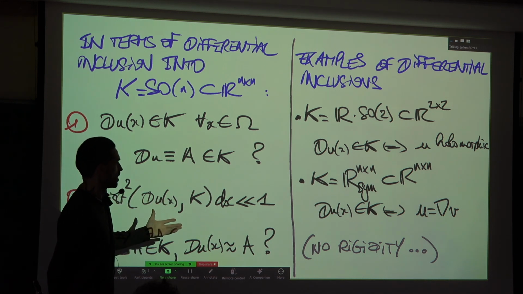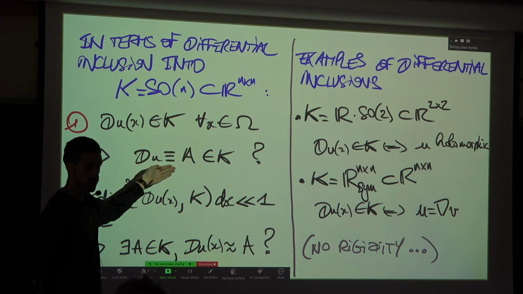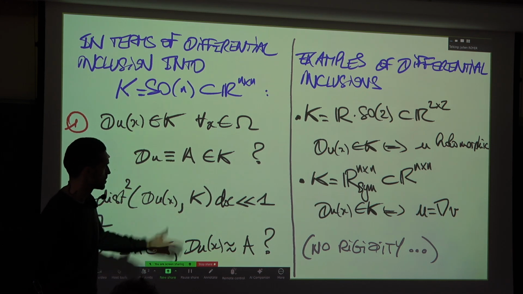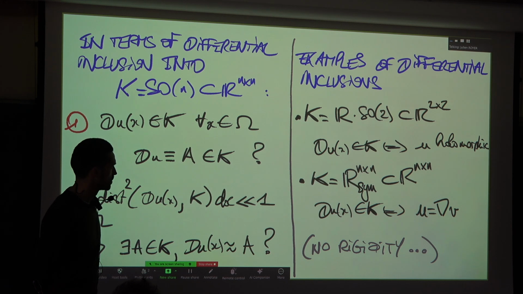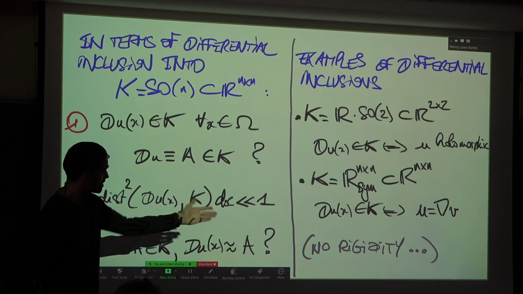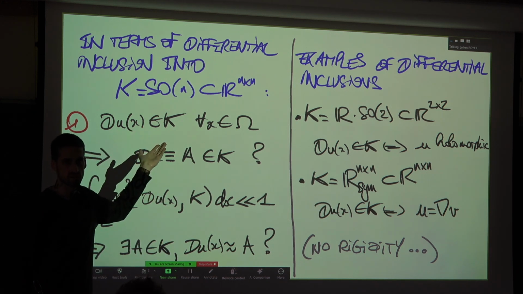So it was kind of obvious that if K is very large, then there is no hope that I will get this. But okay, those are examples of differential inclusions where you can ask also other types of questions, and I will not go further into that. But in those cases, you have no rigidity, so we really need to use something very specific about the set K, right?